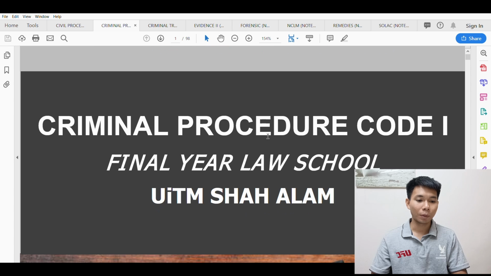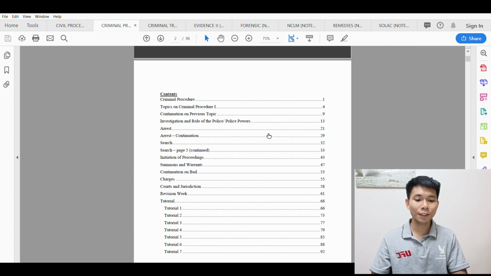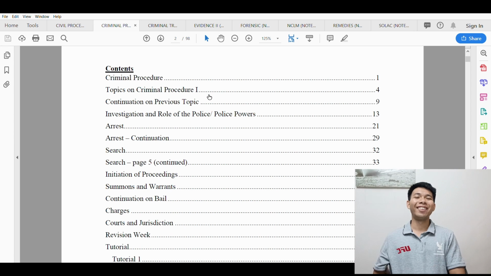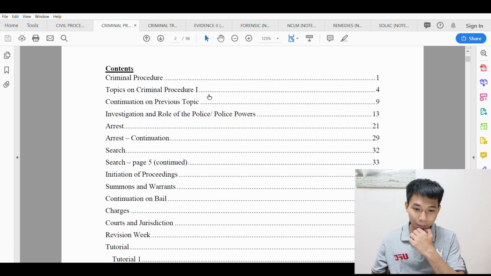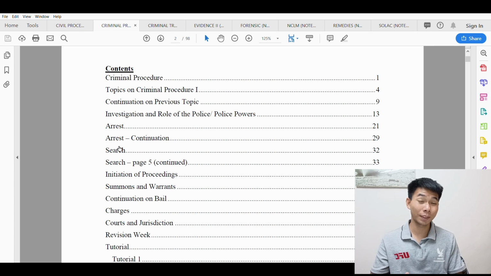We shall proceed with Criminal Procedure Code 1. And this subject is mostly about the procedures. Wow, that delivery. But anyways, in the subject, you'll be learning about the investigation and role of the police and the police powers. Can they just randomly arrest someone? What are the conditions for arrest? For search, how do you conduct a search? And search includes searching a person's body and also searching the premises of the suspected person.